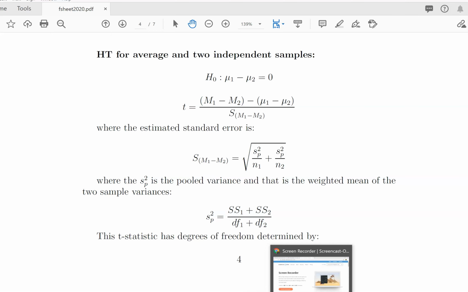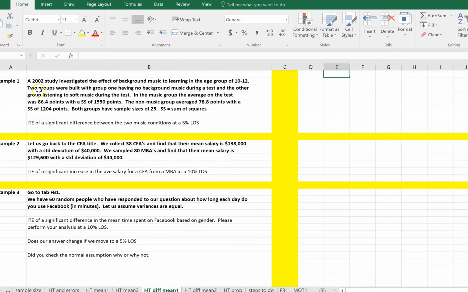Well, first we need a question. And our question of the day, example 1: a 2002 study investigated the effect of background music on learning in the age group of 10 to 12-year-olds. 2 groups were built, with group 1 having no background music during the test, and the other group listening to soft music during the test.